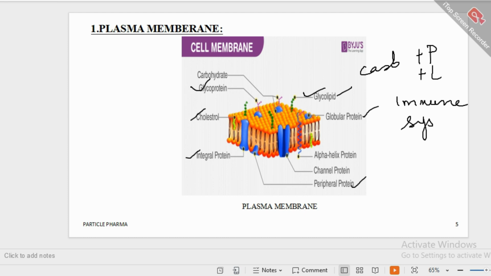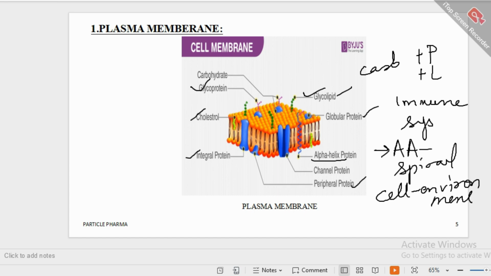Next is alpha helix protein. In alpha helix protein, amino acids are arranged in a spiral form, and they help in interaction between the cell and its environment.